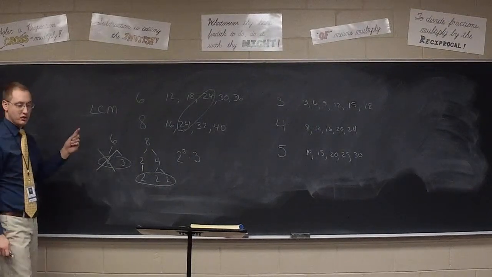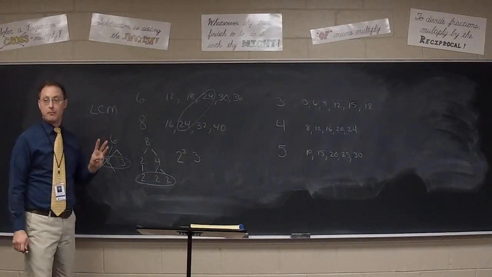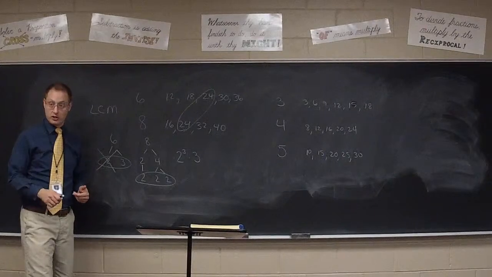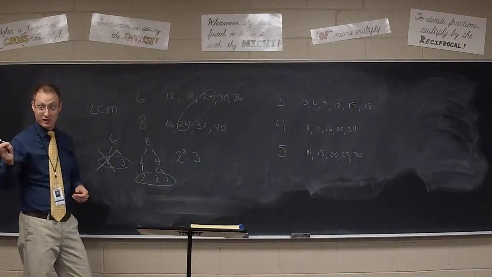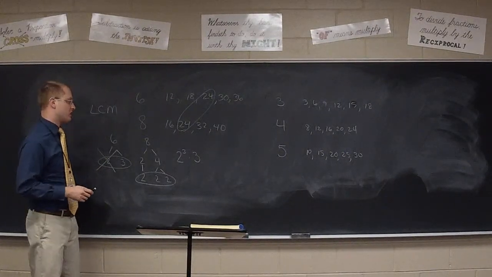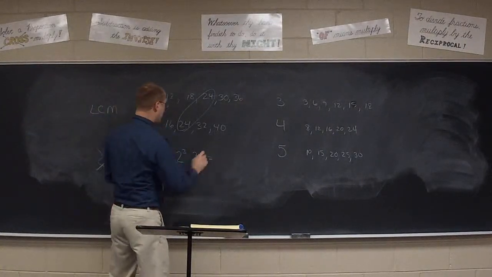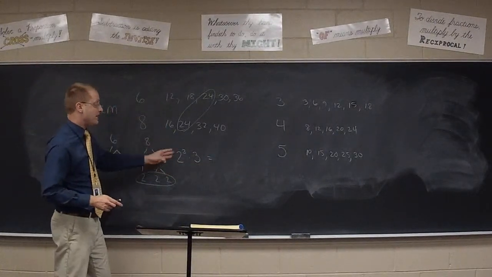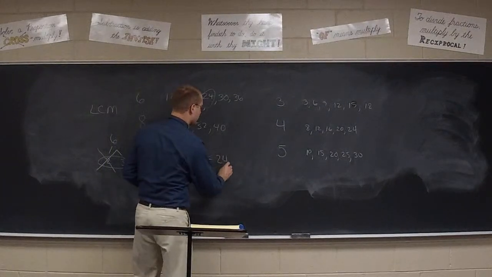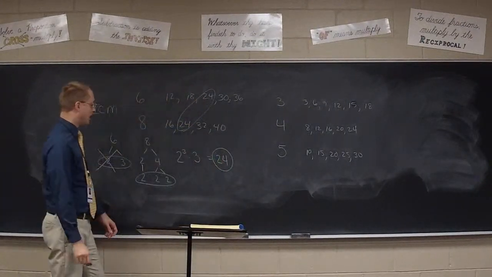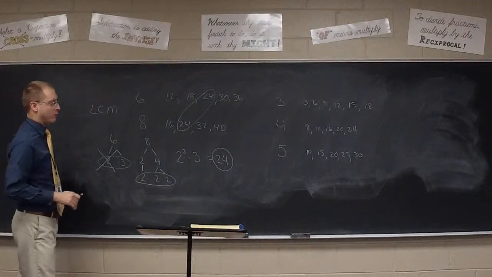So step one, prime factor. Step two, identify the winners. Step three, multiply all the winners together. You might be jotting that down. Multiply all the winners together. So when I do 2 cubed, 2 times 2 times 2 is 8, times 3 is 24. And we can find our least common multiple that way.